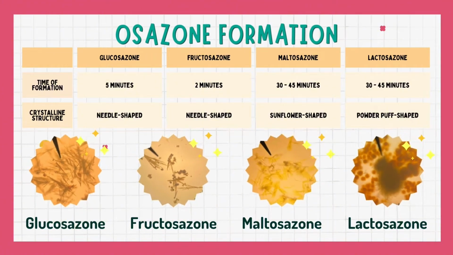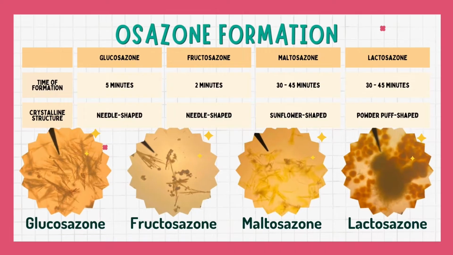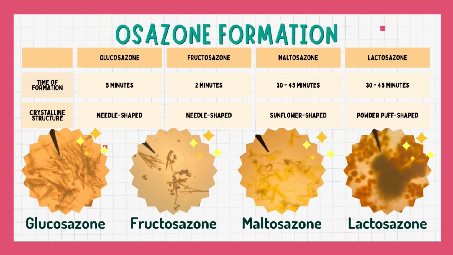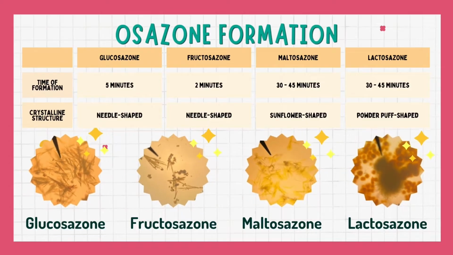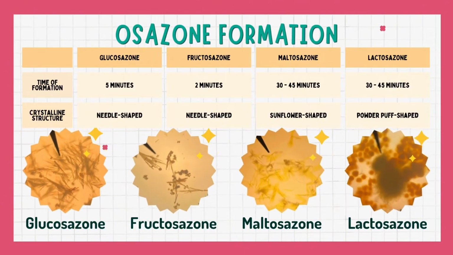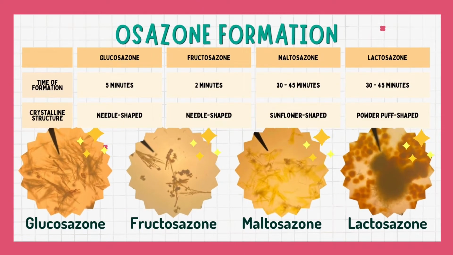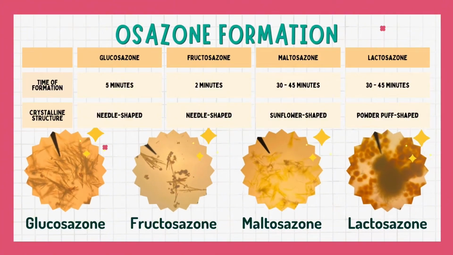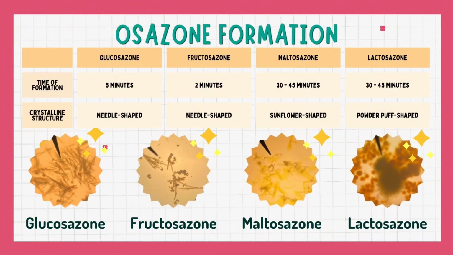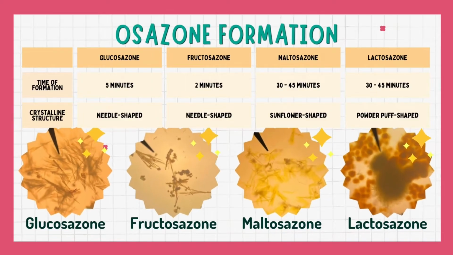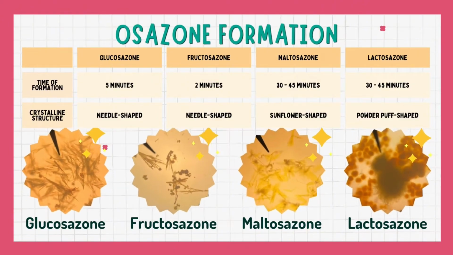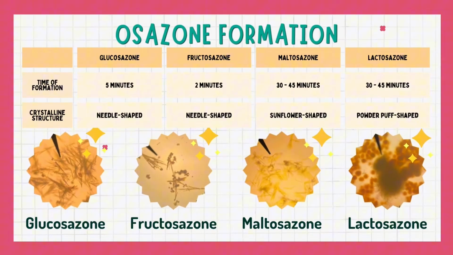For glucosazone, it takes 5 minutes to form a needle-shaped structure. For fructosazone, it takes only 2 minutes but also forms a needle-shaped structure. Although these two have similar structures, they have different formation times. Later we'll talk about why this happens. Maltosazone and lactosazone take a bit longer to form, approximately 30 to 45 minutes, and show sunflower-shaped and powder puff-shaped structures respectively.